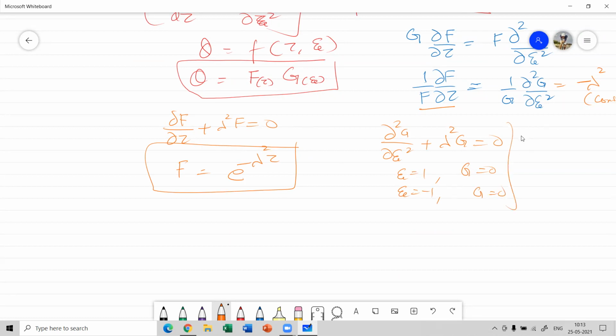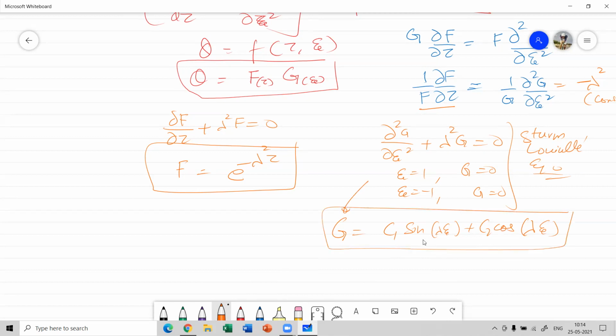It's basically a very famous equation, the Sturm-Liouville equation, and I'm writing directly the general solution. So the general solution is g equal to c1 sine of lambda zeta plus c2 cos of lambda zeta. Now, this part is basically your transient part, and this part is your steady state part. So let's finish the solution up to this steady state part, because we are not dealing with the transient expression.